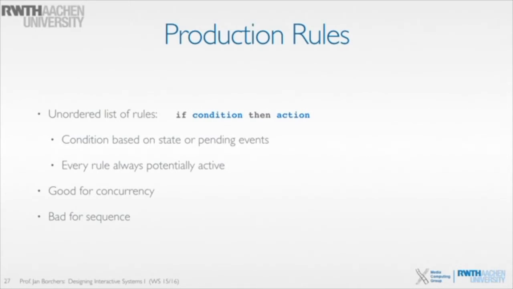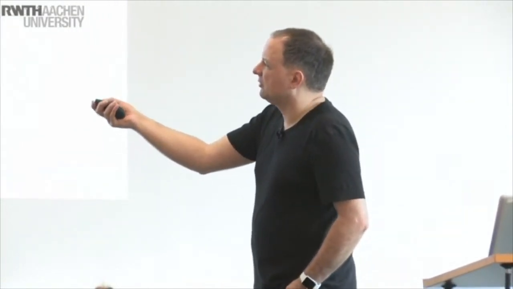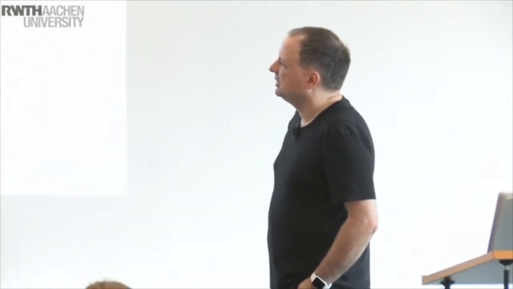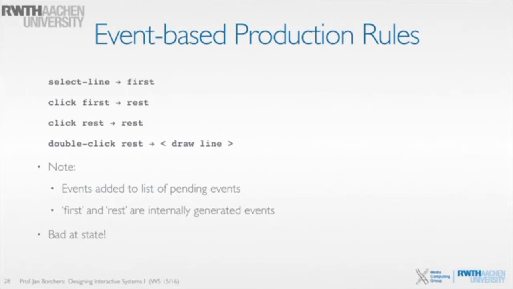Now, when we get to graphical user interfaces, then production rules make a lot more sense. And again, that's probably something you've heard in your computer science lectures before. Whenever turn taking is not only sequential, when a lot of different things can happen concurrently, then production rules make a lot of sense. They are an unordered list of rules of the format: if condition, then some action. And the condition is always based on a current state or pending events. And the rules are always potentially active. So all the rules can fire as soon as their condition is fulfilled. Works great for concurrency, not so great for sequence.